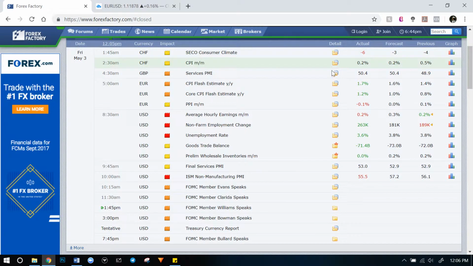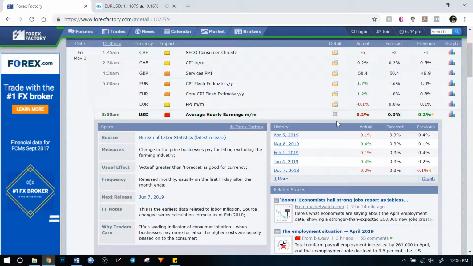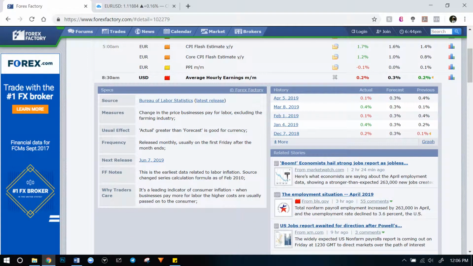So if right here on the folder section, you open details, this row right here is details. Details on average hourly earnings for USD. Now you want to go over here to see what is measuring. What is it about? This is a change in the price that businesses pay each worker. And this is not the farming industry. You guys don't have to necessarily remember this. The information is all on the site.